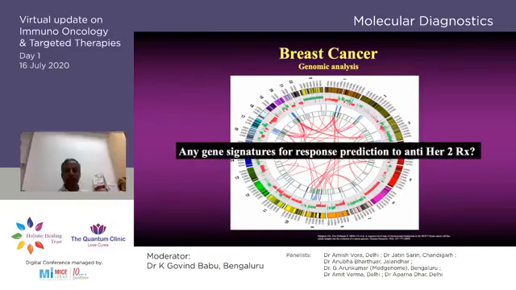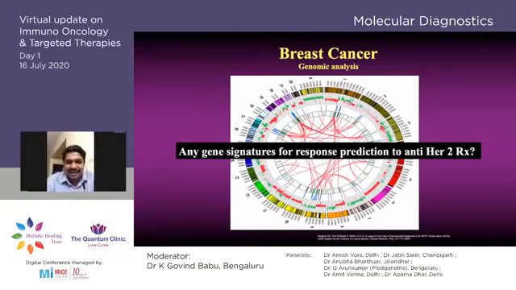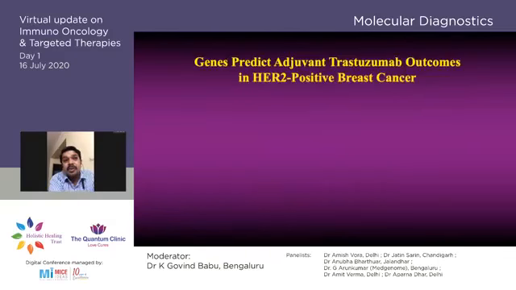So, are there any gene signatures for response prediction to anti-HER2? Let's ask Dr. Arun Kumar, since he's from the lab. Dr. Arun? Gene signatures? Yes. Go ahead. For HER2 resistance, there are a few mechanisms, such as overexpression of HER2, for one thing. The other is mutations in ERBB4 or ERBB3 genes, and they are one of the mechanisms by which resistance to HER2 therapy comes.